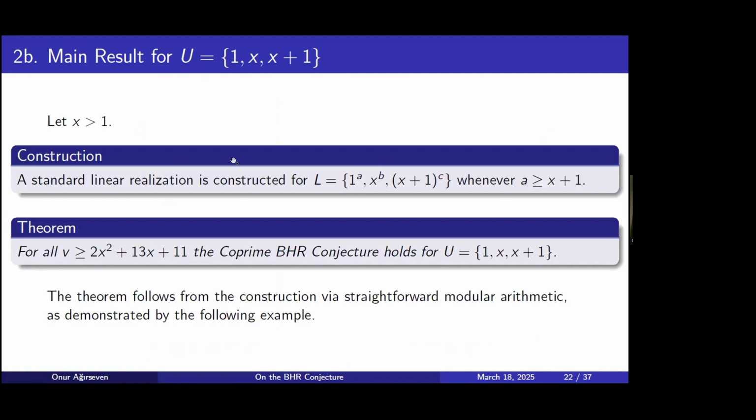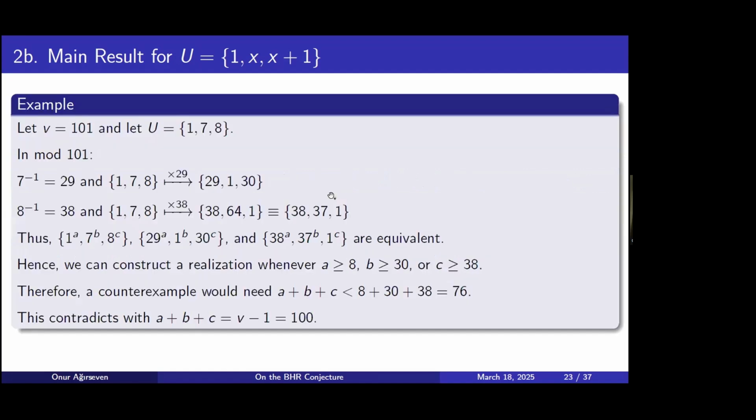All right, so having established this terminology without belaboring it, we move on to our main result from 2023. What we have achieved is we were able to construct standard linear realizations for these types of multisets whenever A was at least as large as the larger element. Using those, as you'll see, we were able to show that the coprime BHR conjecture holds when V is large enough. Now, the theorem actually follows by very straightforward modular arithmetic once you have this construction. I'll highlight that with just one example. It's very simple following the example.